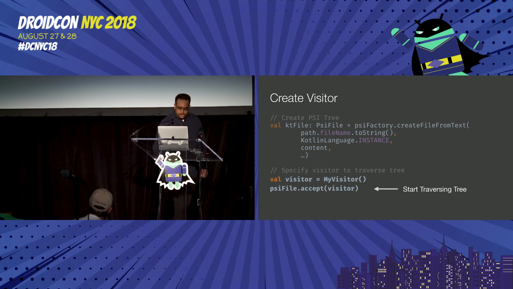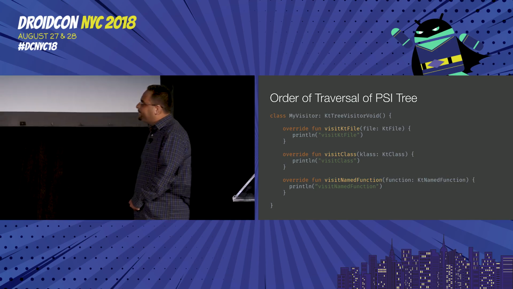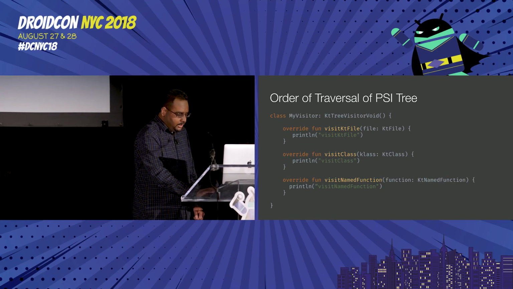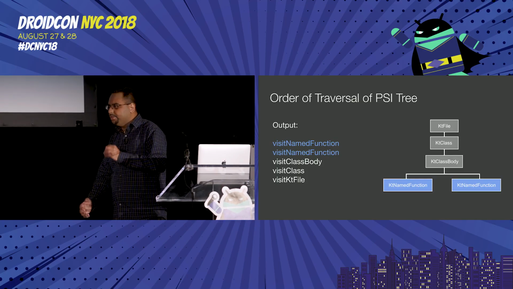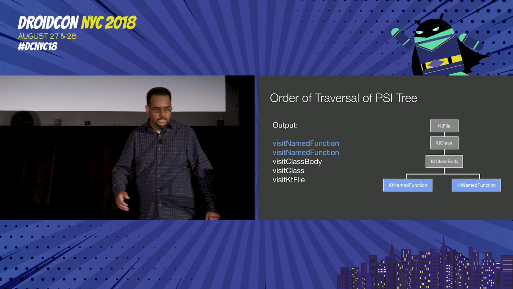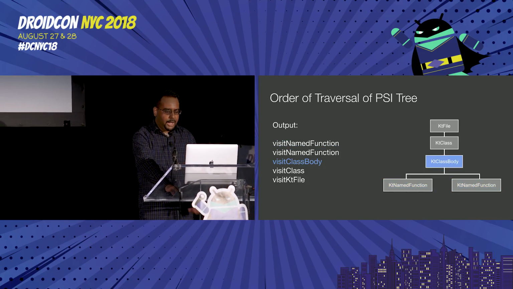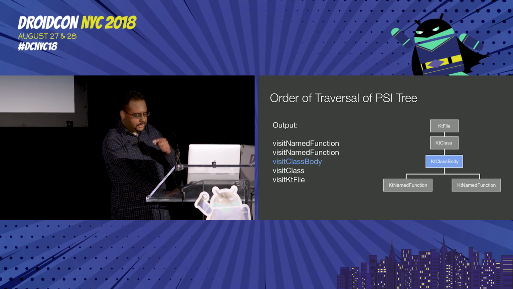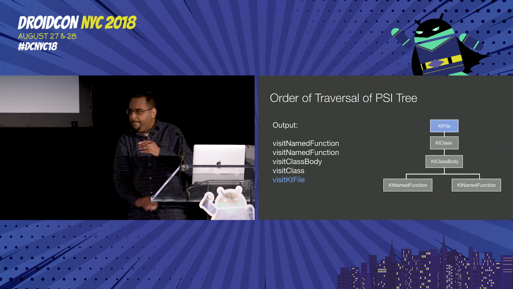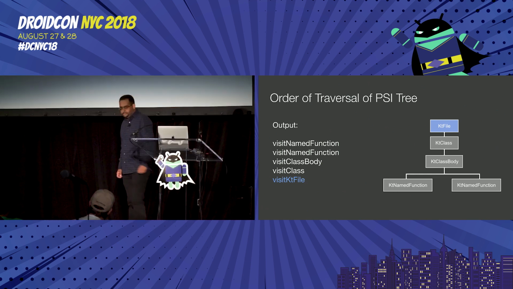So let's look at the order of traversal. Is it bottom up or top down? I'm going to add logging statements to these methods. The first thing it's going to traverse starts from the bottom. It's going to traverse the child node, my function, first. And then it's going to go up and traverse the parent node, which is class body. Then it's going to go up and traverse the parent of that, which is class. Then it's going to traverse the topmost root node. This is important to know, and I'll show you why.